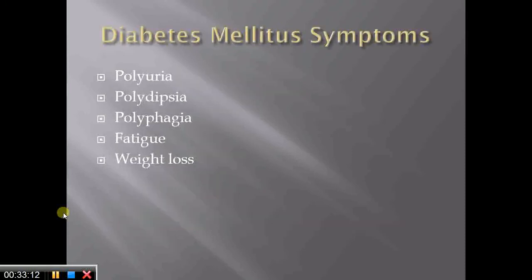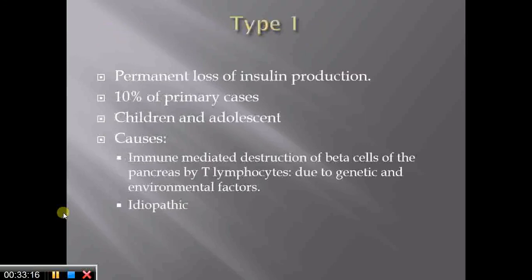Type 1. Patients with type 1 diabetes mellitus have a permanent loss of insulin production. Type 1 accounts for approximately 10% of primary cases of diabetes mellitus. Most cases of type 1 result from an immune-mediated destruction of beta cells of the pancreas by T lymphocytes. Hyperglycemia results, caused by an insulin deficiency. The remaining cases are idiopathic in nature, because autoimmunity is not evident in this group.